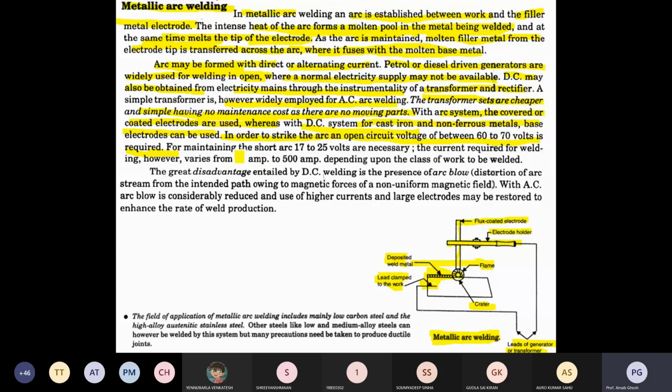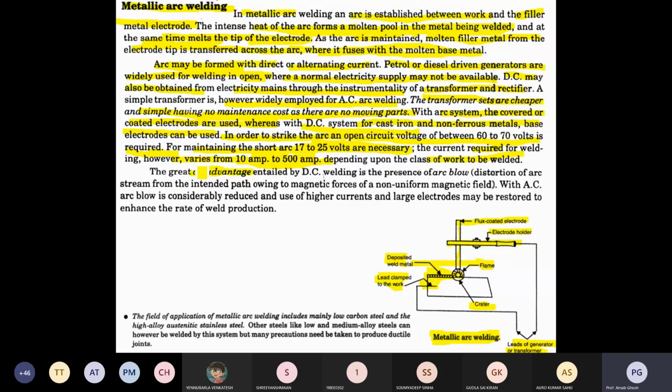Then we are thinking about maintaining the short arc, for which 17 to 25 volts are necessary. So the voltage drop across the arc is 17 to 25 volts. The current required is 10 ampere to 500 ampere. So you can understand the values of the current are 10 to 500 ampere depending upon the class of the work to be welded.